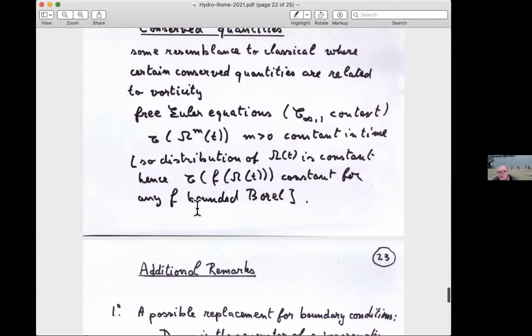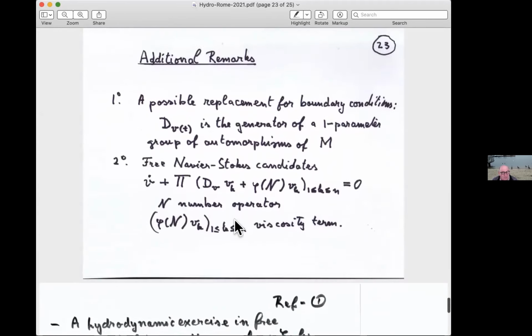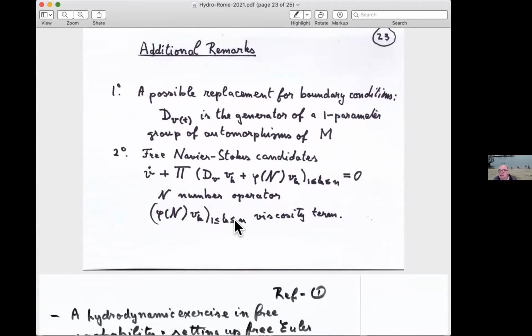And in general, if I take a function of the vorticity, the trace of this function of the vorticity, of any Borel function, is preserved. And I have to make some additional remarks.